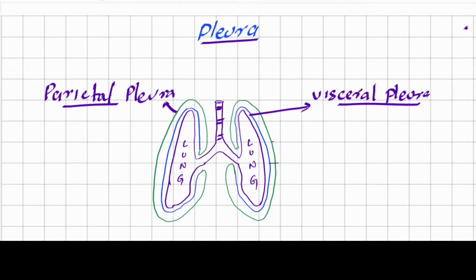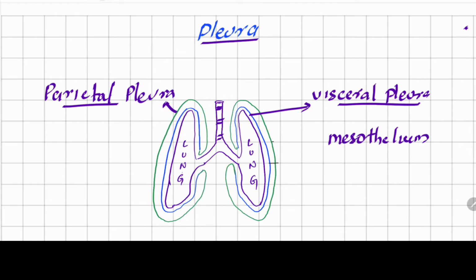In these sessions we are going to learn the pleura. The pleura is a serous membrane which is covering the lungs. So here in this diagram you are seeing the trachea and we have the right and left lungs, and the serous membrane which is covering the lungs is known as the pleura. Remember, the epithelium of the pleura is mesothelium.